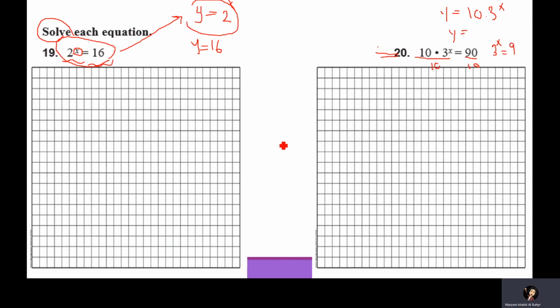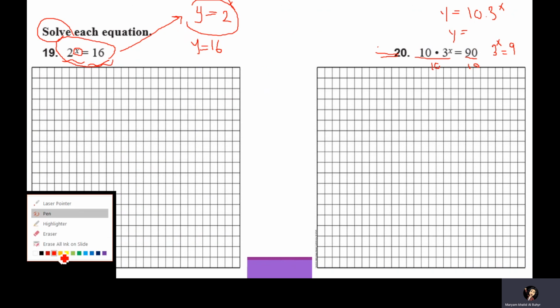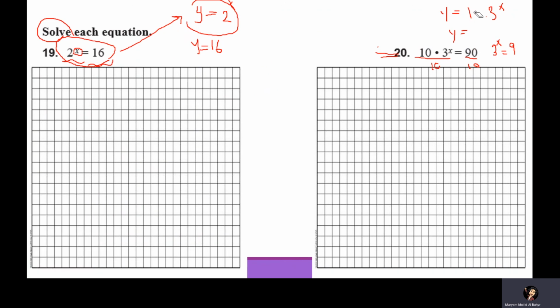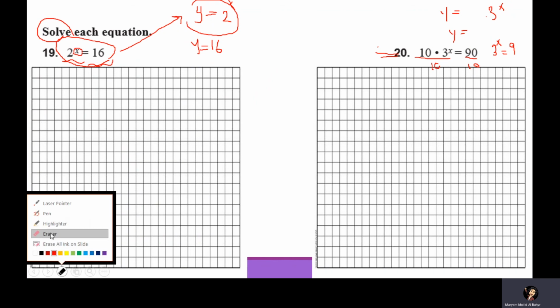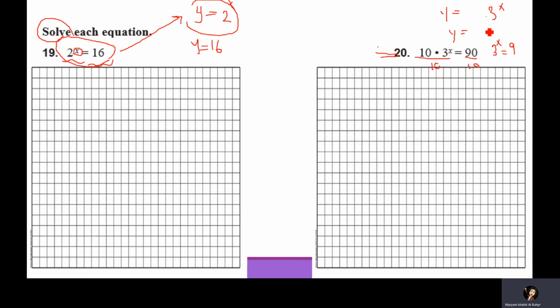So that will be, let me erase, here will be easy to graph. It will be easier for you. So that will be 3 to the power x according to that. The other one will be 9. Again, you will graph this and then you will take the line that passes through 9.